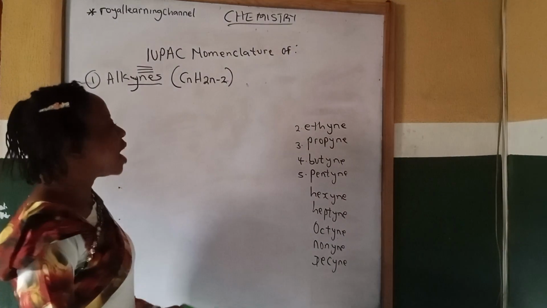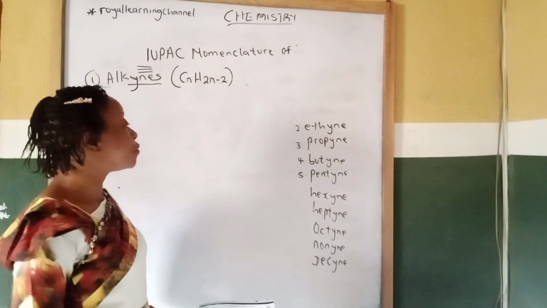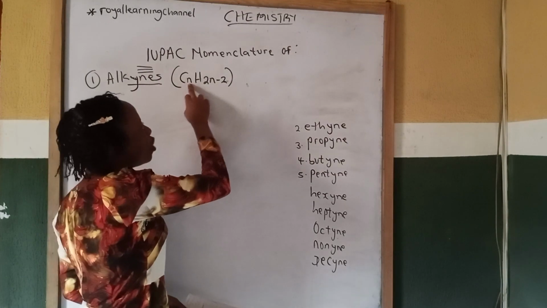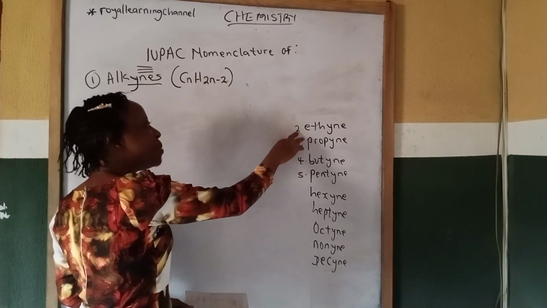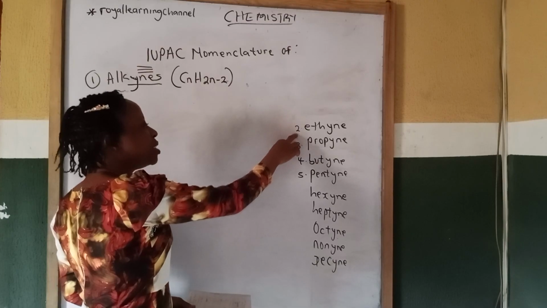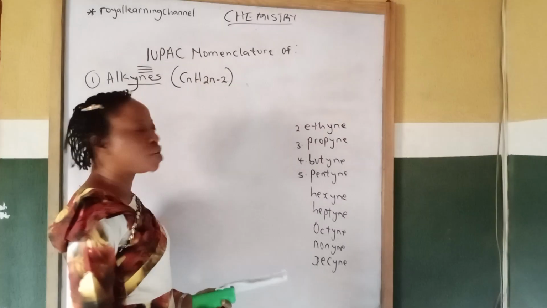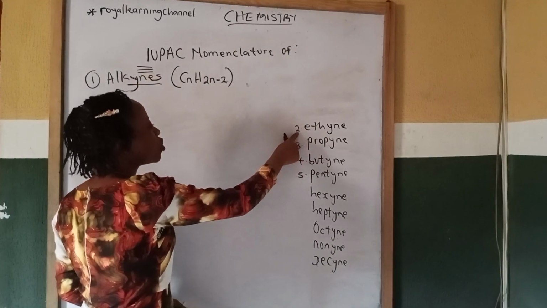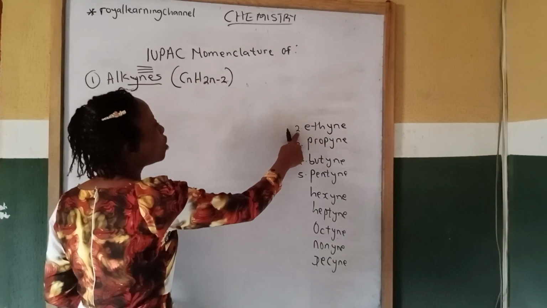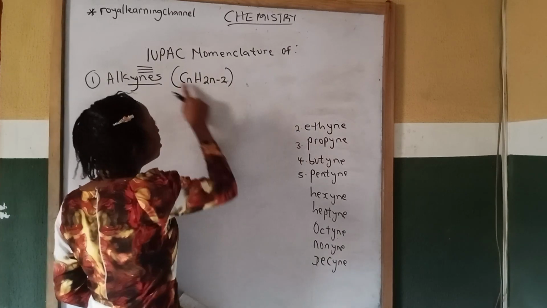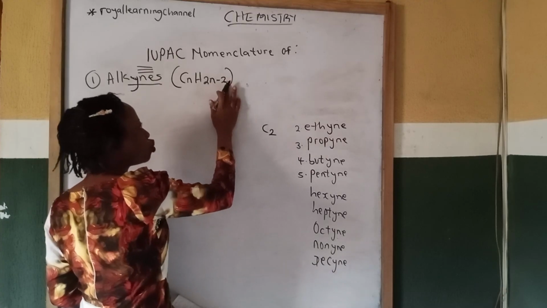So we can derive their molecular formulas from this general formula. N is the number of moles, that is the whole number. Ethyne is the second member of alkyne, which means that n from this general formula will be 2. So you substitute this 2 into the general formula to get your molecular formula. C times 2 will give me C2. 2 times 2 is 4. 4 minus 2 will give me 2.